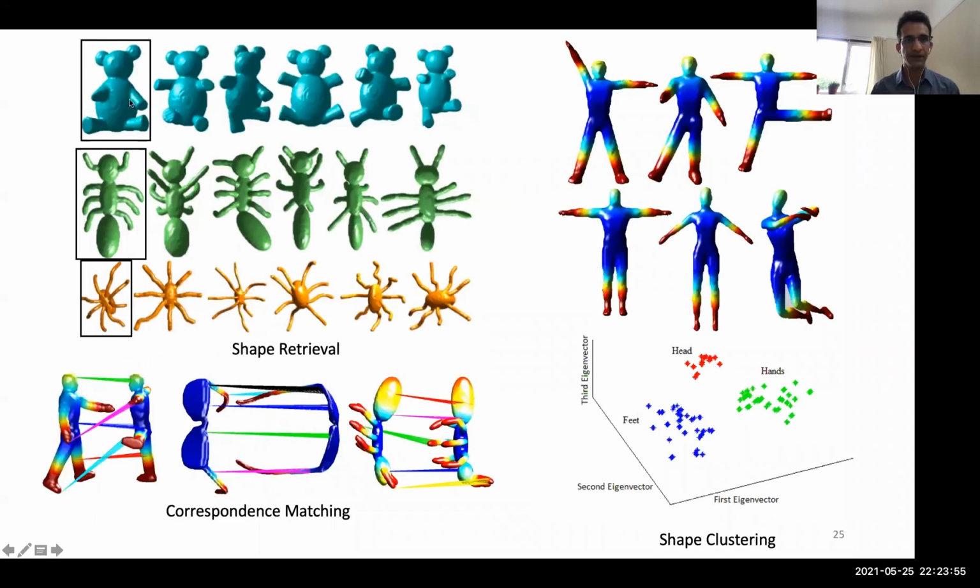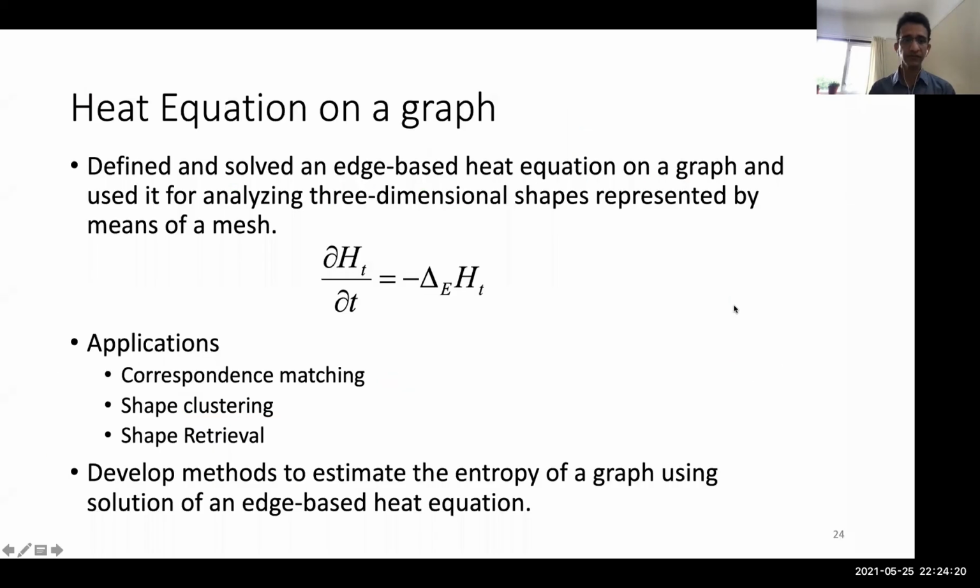We have used it for correspondence matching and shape retrieval. For example, in this case, this is a 3D shape, a Curie shape, and these are the 5 best matches in a data set of, I guess, 200 different shapes. Similarly, this Curie shape returned these shapes. We have also used it for correspondence matching, and for shape clustering as well. Further, we have recently developed a method to estimate the entropy of a graph using the solution of an edge-based heat equation.